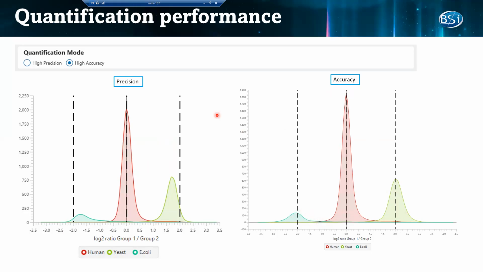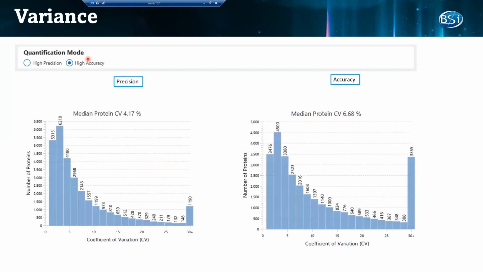The ratio is correct. For the same data, if we use the precision mode, for most of the proteins, since in the HYE data most proteins are from human, human is still correct. But for the yeast and the E. coli, you can see there is some bias; the ratio is not correct. So we know that in this case, it's better to use the accuracy mode than the precision mode. Here someone may ask, why don't we always use the accuracy mode for all the data? You can see here this example for the same data.